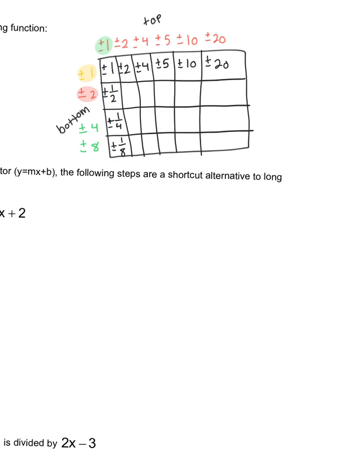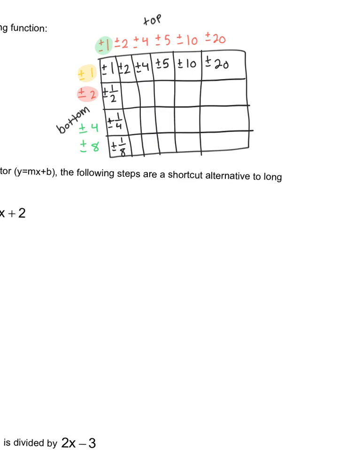Okay, then you're going to keep doing this. If you get a repeating number, you don't have to list it twice. So for example, if I try to do plus or minus 2 from the top and plus or minus 2 from the bottom, 2 divided by 2 is 1, but I already have a plus or minus 1 in that very first row and column, so I'm not going to write it again. So that's why on my key, you see that there's blank boxes there.